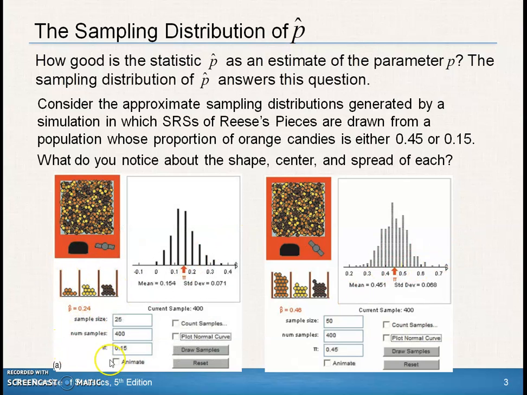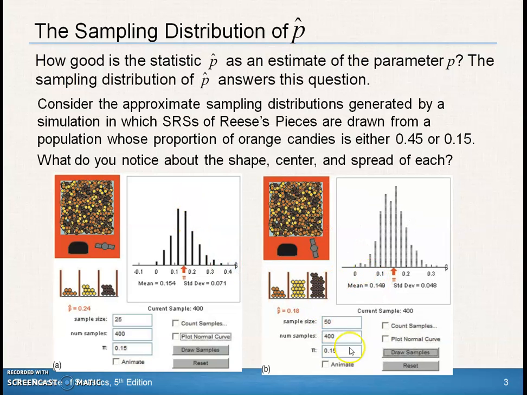If we look at this now, instead it's 0.15. 25 sample size, 400 samples. We get this picture. And if we do the same thing, instead of the sample size of 25, sample size of 50, 400 samples, we know that this population is 0.15. We still get right here in the middle that 0.15. And this one looks a little nicer, a little more clear that that's the average.